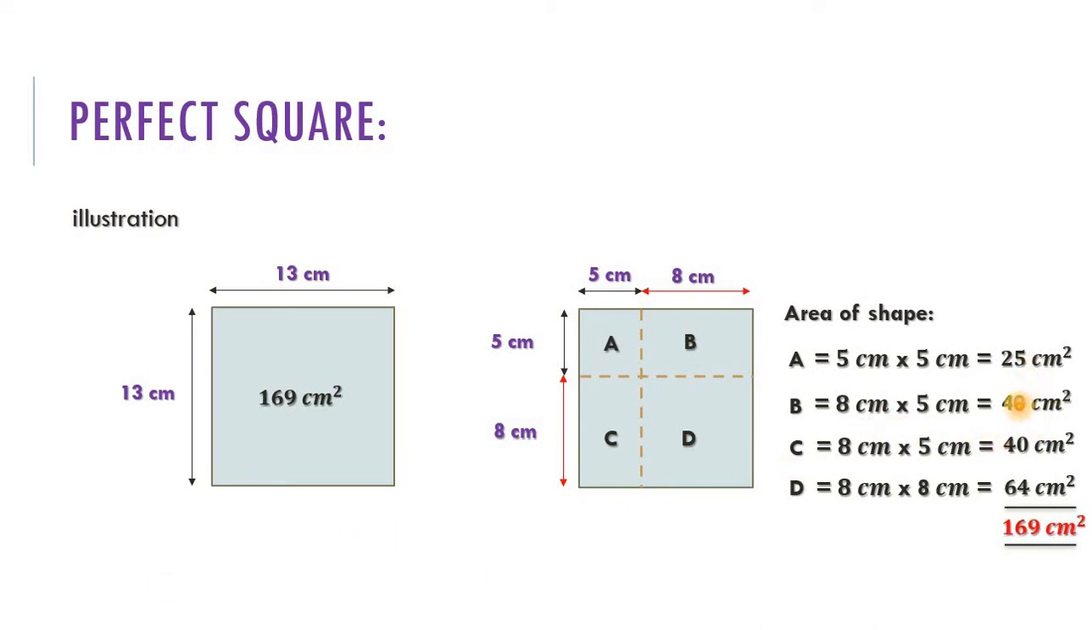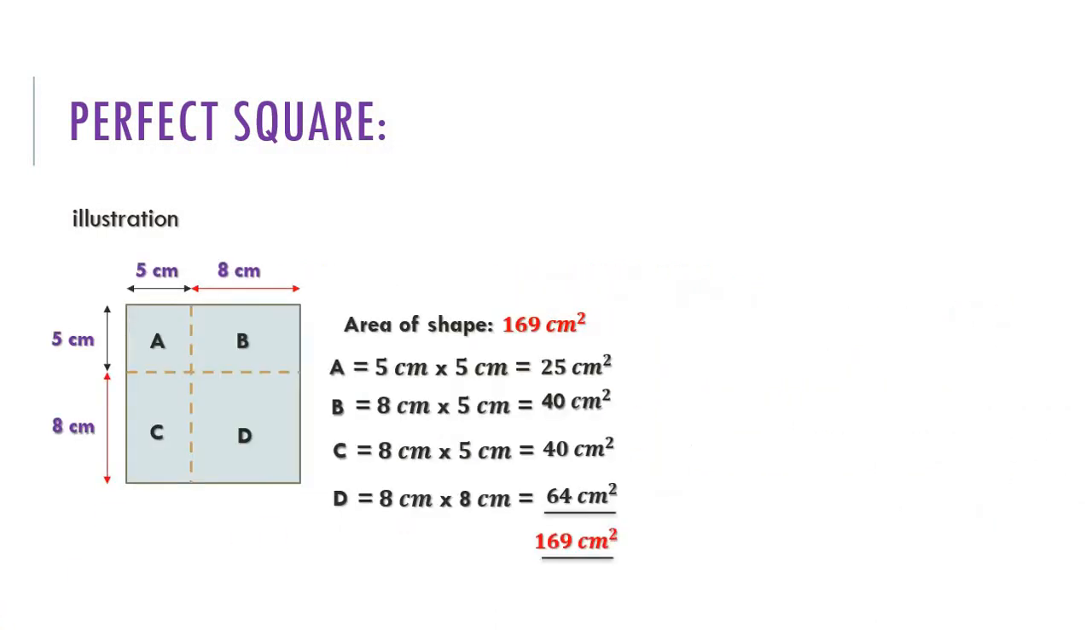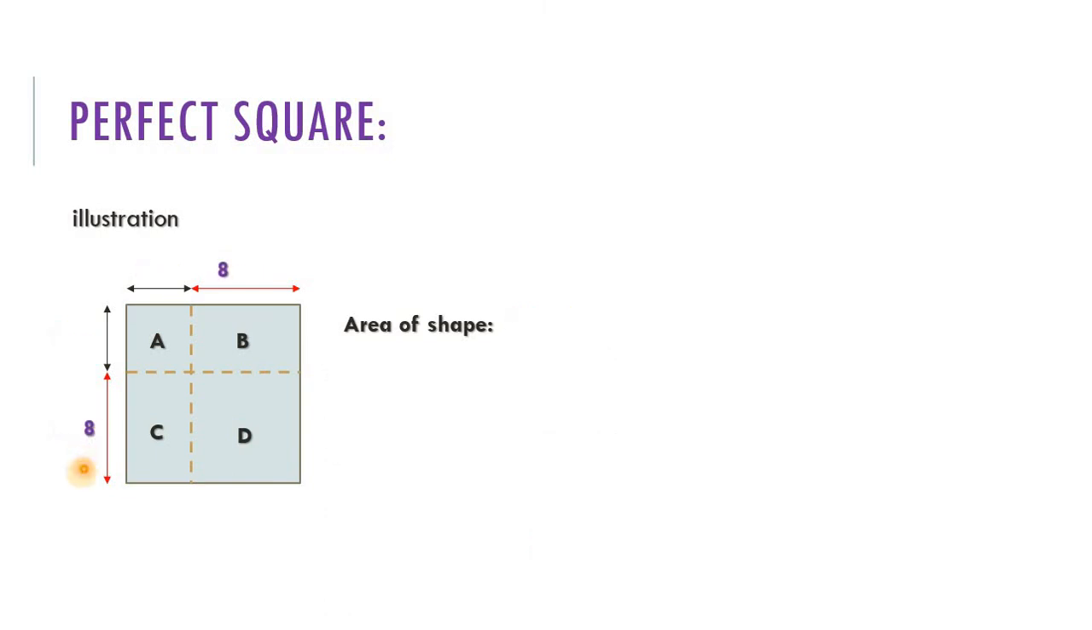Okay, because 25 plus 40, 65 plus 40, 105 plus 64, 169 square centimeters. Now, why did I do all that? Well, it's just to illustrate this point. What I'm going to do here, I'm going to remove the 5 and put it as unknown. Let's use X to represent that. And the 8, let's take off the centimeters from it.